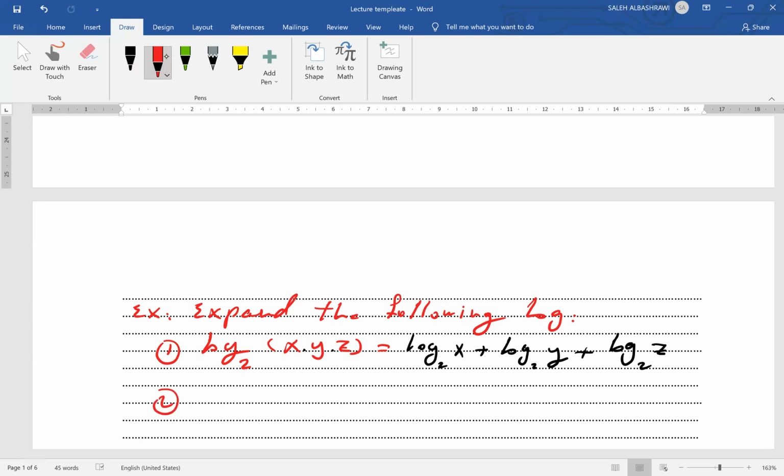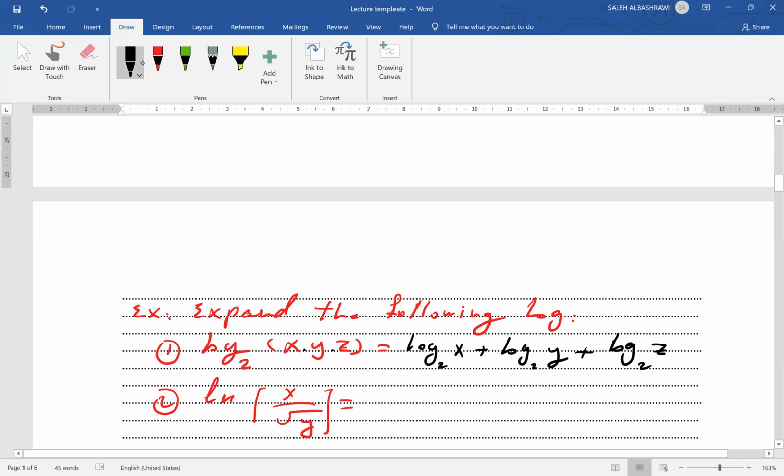Number 2. Suppose that we have ln of x divided by the square root of y, and I want to expand this one. As we stated before, ln is the natural logarithm. The base is e. With this in mind, ln means log with the base e, where e is approximated by 2.71. So this can be written as ln of x divided by y to power 1/2.